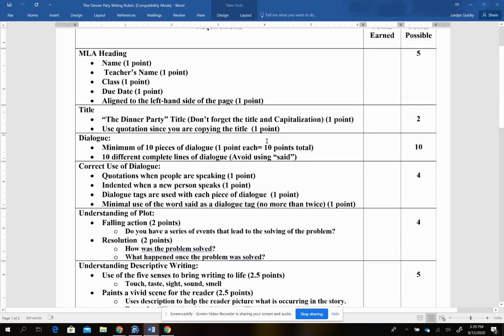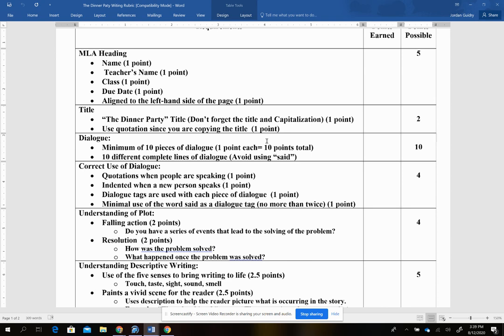For having the title, The Dinner Party, and remember, don't forget to put the correct title and capitalization is 1 point, and using quotations since you're copying the original title to the story is also 1 point. So that's a total of 2.